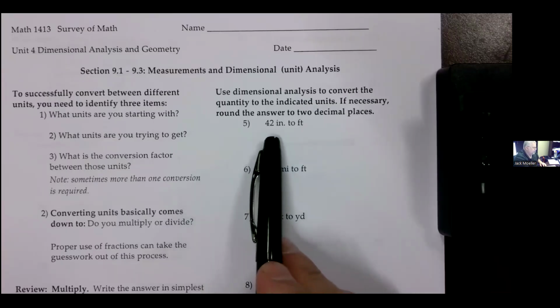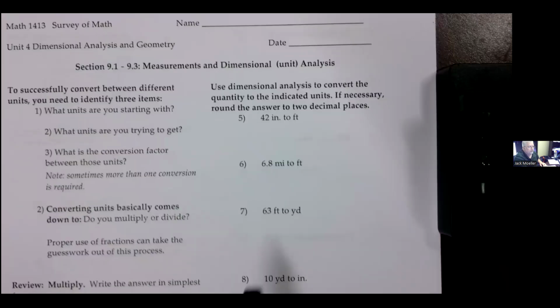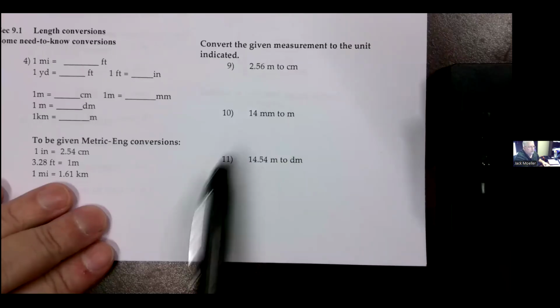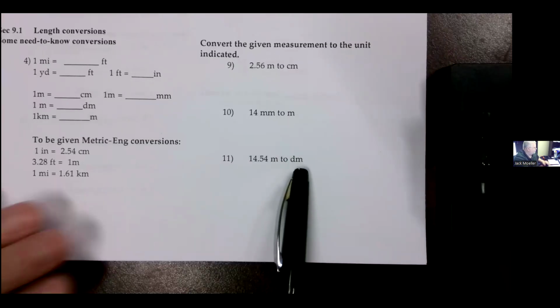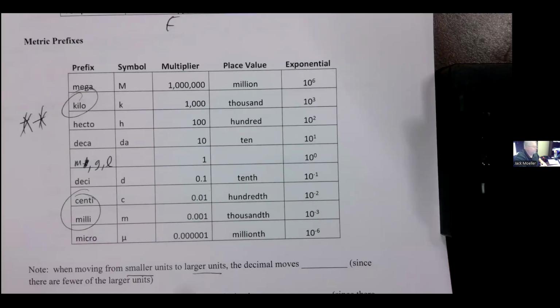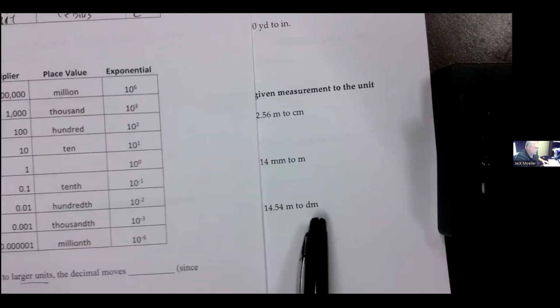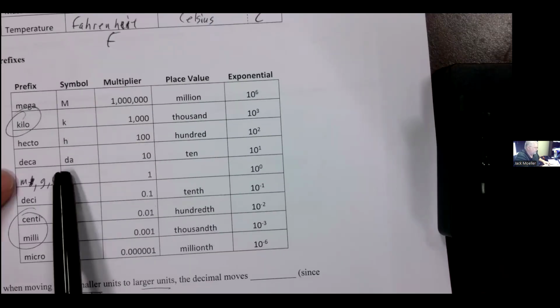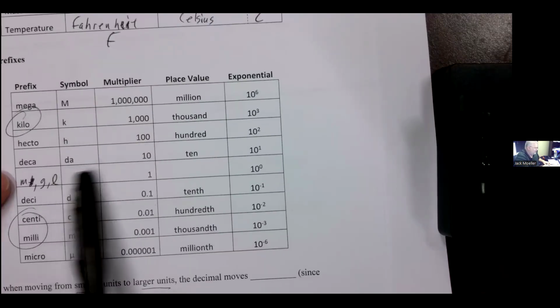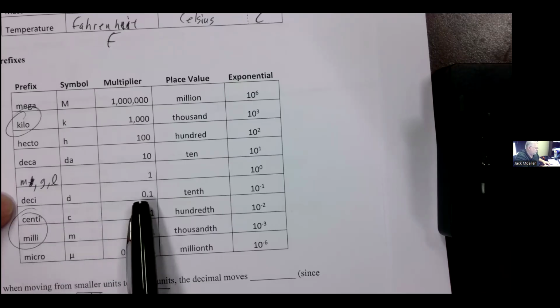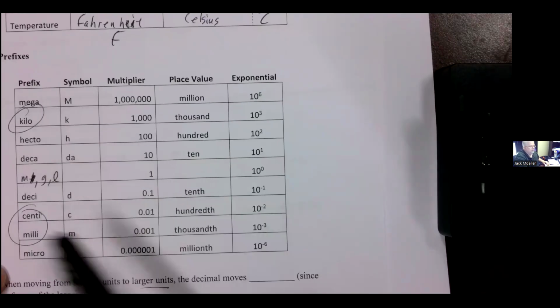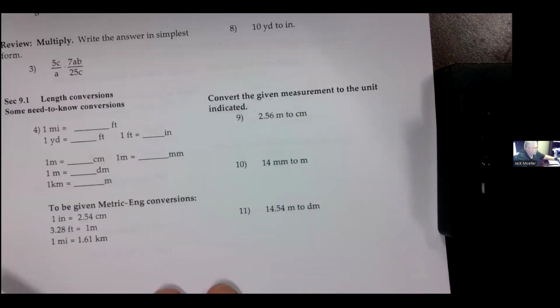So you can see over here, we're converting from inches to feet, from miles to feet. You know, these are all English. We get into meters to centimeters, meters to DM, which if you don't know what DM is, this is your metric prefix. D is deci. So DM would be decimeters, or if it was DAM, it would be 10 meters. So decimeter is 1/10 of a meter, decameter is 10 meters. And so again, this might be a helpful reference as you're going through the whole.